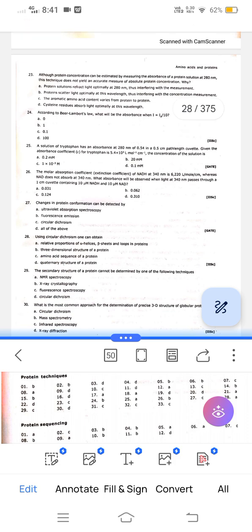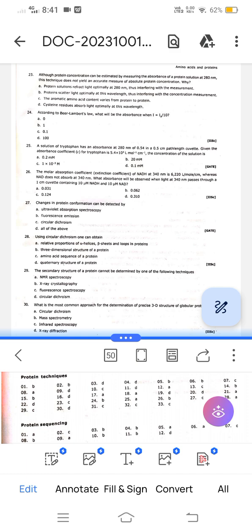Okay. The molar absorption coefficient, extinction coefficient of NADH at 340 nm is given, whereas NAD does not absorb at 340 nm. What absorbance will you observe when light at 340 nm passes through a 1 cm cuvette containing 10 μm NADH and 10 mm NAD? 26. B.